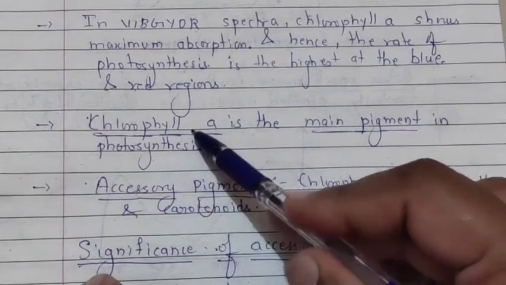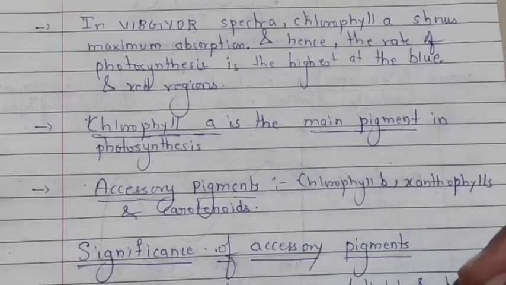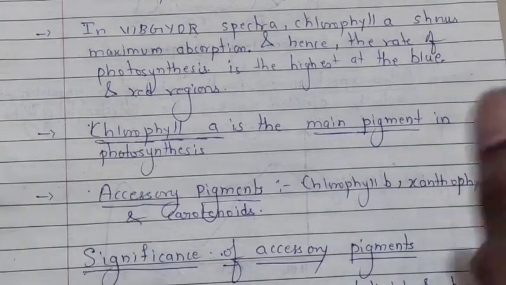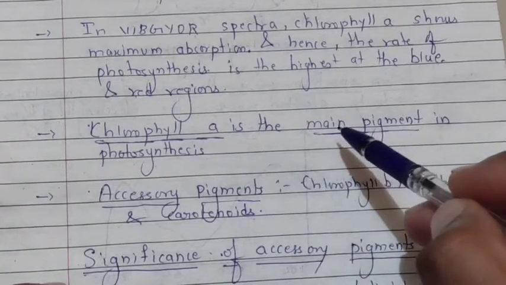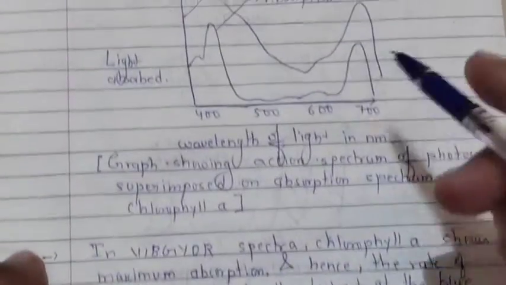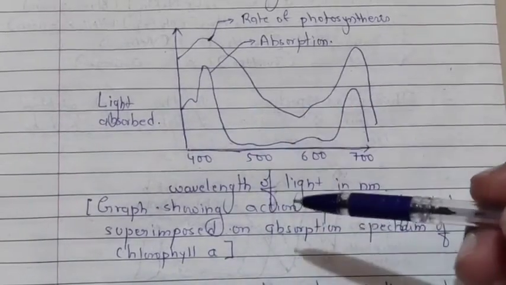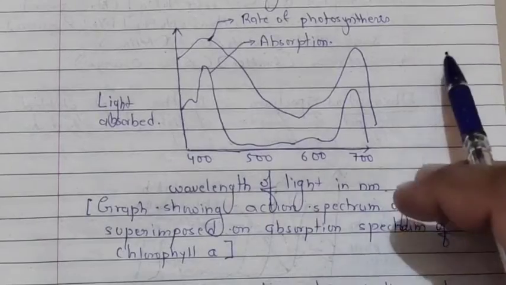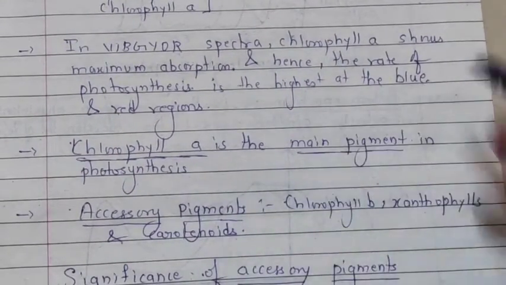So because of this, chlorophyll A is the main pigment in the photosynthesis. Among all the types of pigments, chlorophyll A, chlorophyll B, xanthophylls, carotenoids, chlorophyll A is considered as the main pigment. Why main pigment? Because maximum absorption and maximum rate of photosynthesis is seen in case of chlorophyll A. So hence chlorophyll A is the main pigment in the photosynthesis.